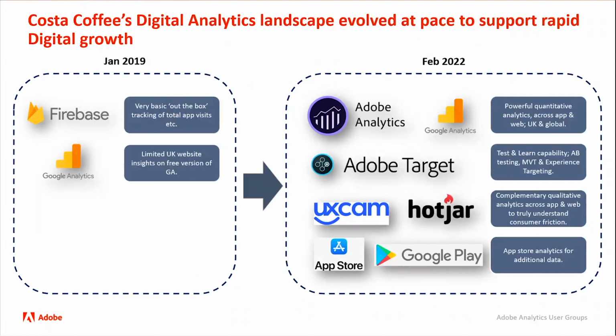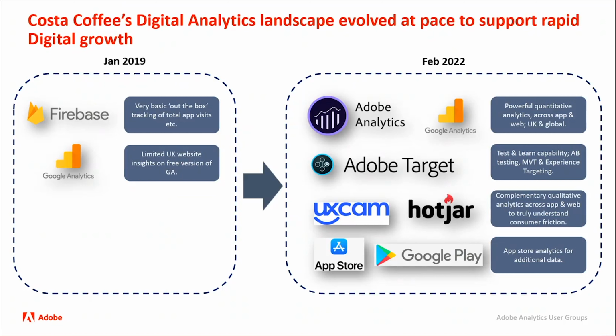Just to set the scene, I've been at Costa for just over 3 years now, and when I first joined, we had very basic analytics capability. We had a free version of Firebase and a free version of GA, which gave us very limited out-of-the-box basic tracking. As the 3 years have gone by, we've rapidly expanded our digital analytics capability. We now have Adobe Analytics in place across our apps and websites, and we've got Adobe Target as well to start testing and learning from some experiences.